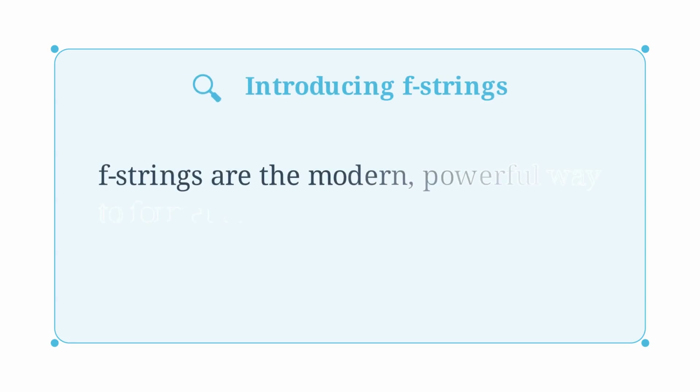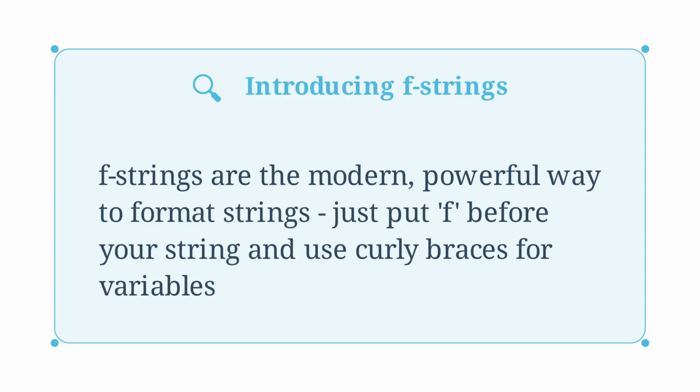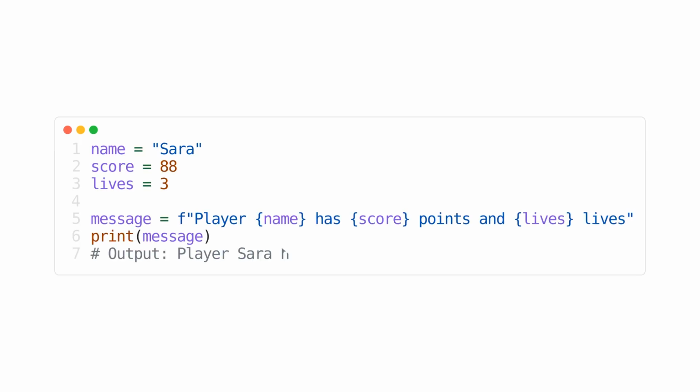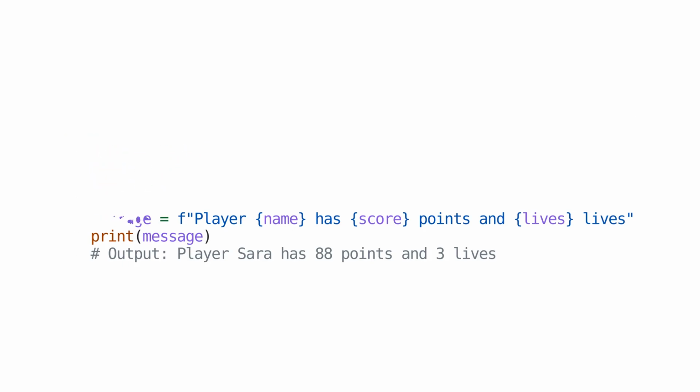Now for the star of the show, F-strings. This is the modern, powerful way that professional Python programmers format strings. Just put the letter F before your string and use curly braces to insert variables and expressions directly into the text. Look at this F-string magic. We put variables inside curly braces right where we want them in the text. Python automatically converts numbers to strings and inserts everything perfectly. It's like having placeholders that get filled in automatically.